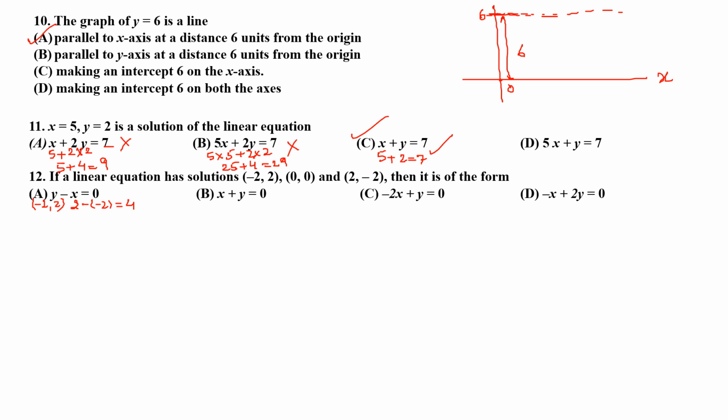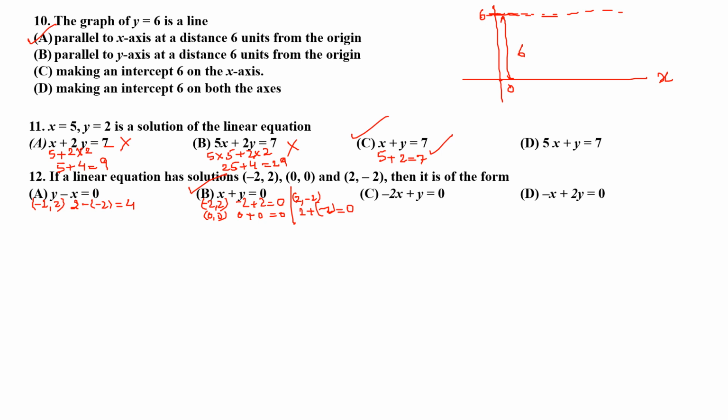So it is not satisfying, so this will not be the answer. Now here if you put minus 2 comma 2, so minus 2 plus 2 equal to 0. So this is correct. Even the second option 0 comma 0, so 0 plus 0 is also 0. This is also correct. And third is 2 comma minus 2. So 2 plus minus 2 is also giving you 0. Means for option B, all the three coordinates are satisfying.